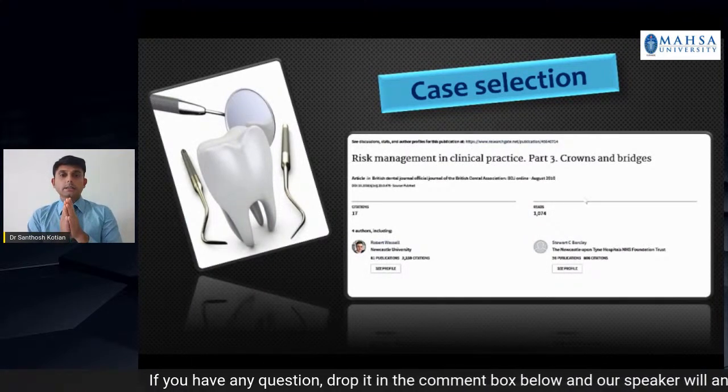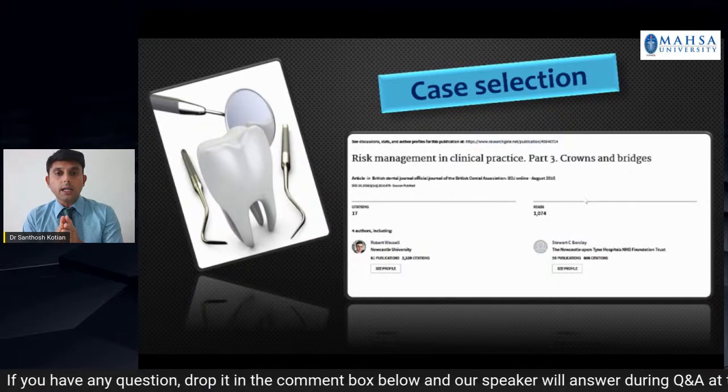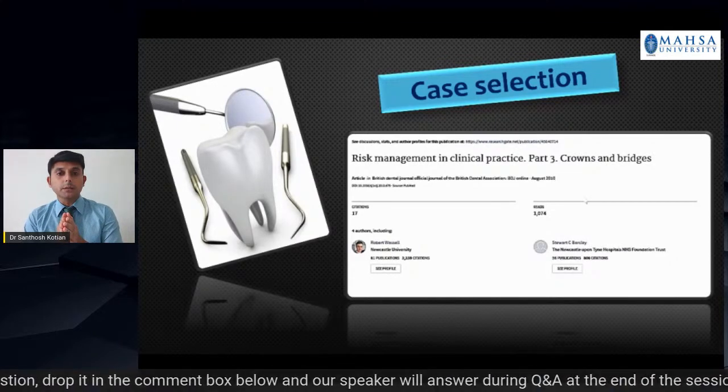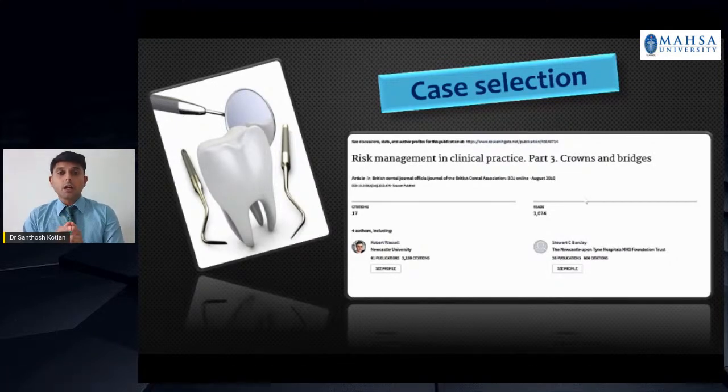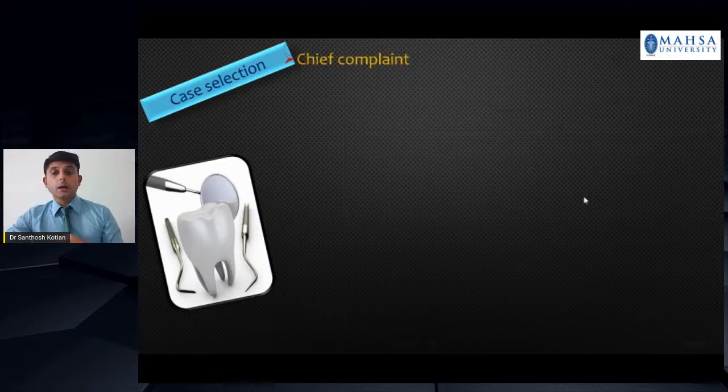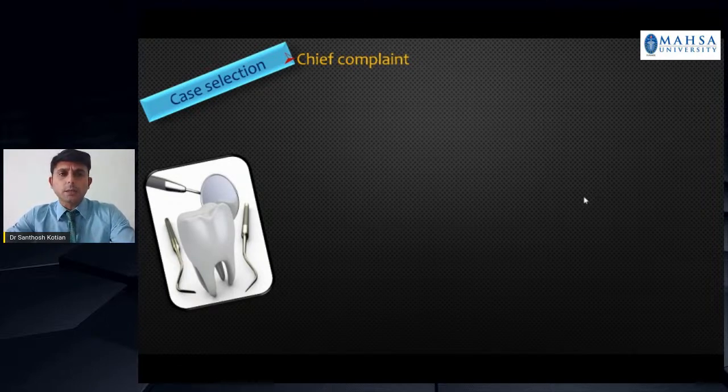There is a series of articles in the BDJ, British Dental Journal, which you can Google and find out. It gives you a series of problems that a patient can come with, or that can happen in your treatment procedure. So let's breeze through some of the important areas that can cause a problem in case selection or treatment planning. Chief complaint.